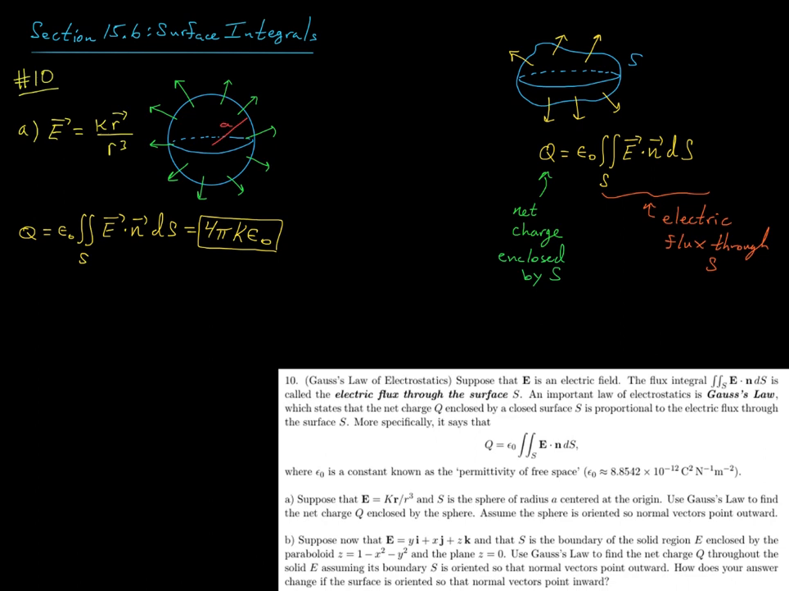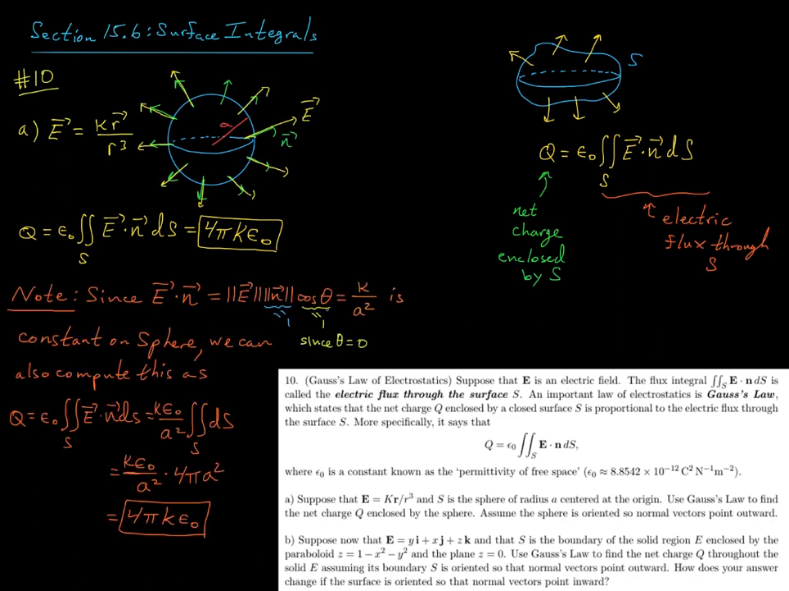Now as a side note here, if you just take into consideration that our vector field E, the electric field, is radial, at every point along the sphere it's parallel to this outward pointing normal vector. Furthermore, the dot product of E and N is just magnitude E times magnitude N times the cosine of the angle between them. Since they're parallel, theta is 0, so the cosine is 1. And N is a unit vector, so it has magnitude 1.